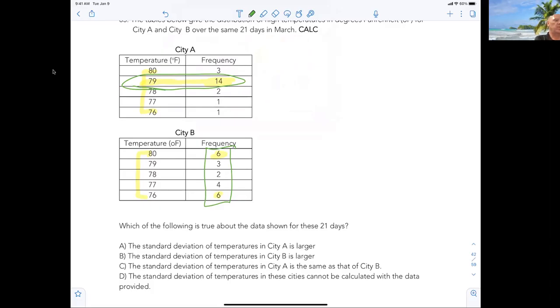So we say that city A has a smaller standard deviation, but you're saying, well, I don't really understand what you're saying. If you don't understand, you would type these in under list one, find the standard deviation, type the second one in under list one, find that standard deviation, then you can compare them. Does everybody agree with me on that? All right. So I don't really need to do anything more with this problem.